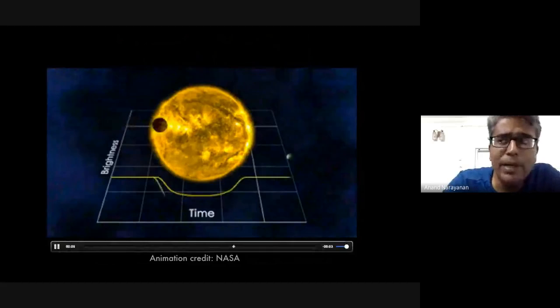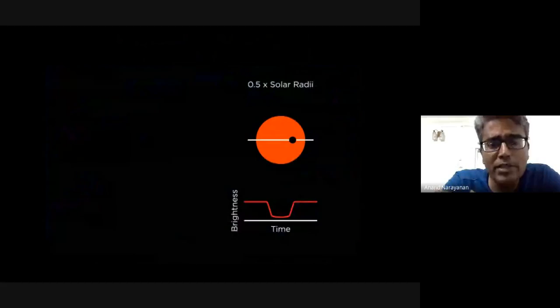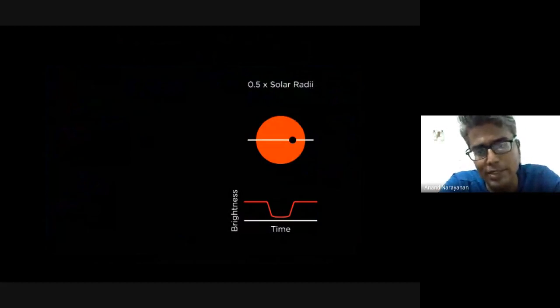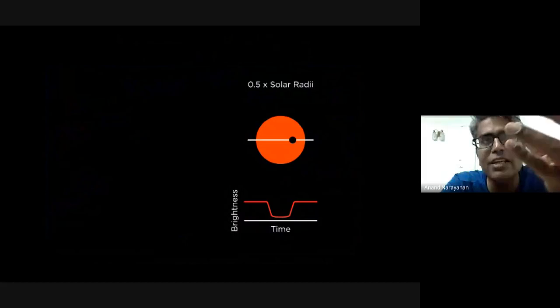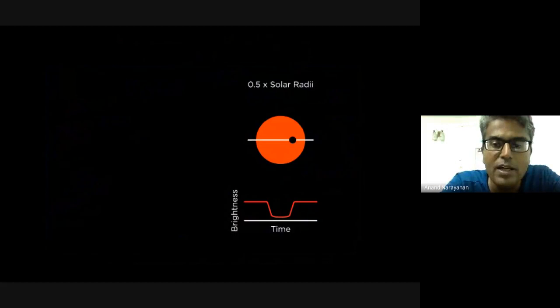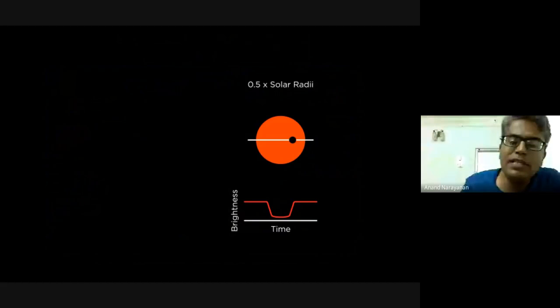Now, the dip in brightness not only depends on the size of the planet, it also depends on the size of the star. So in reality, what it depends on is the relative size between the planet and the star. For example, here is a small star, and if a planet is passing in front of that star, we see that the brightness dips by a certain amount.